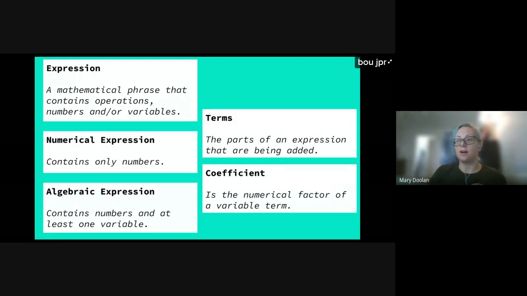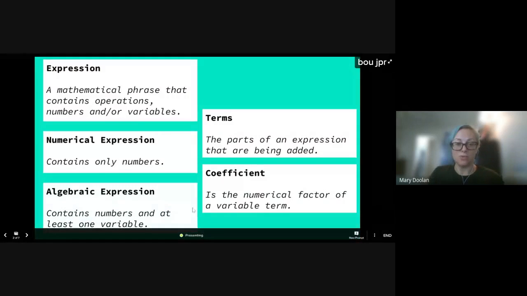All right. Algebraic expressions are numerical expressions, but they also, I don't know if I should say it that way, because this says contains only numbers. So numerical expressions contain only numbers, and then algebraic expressions contain a combination of numbers and at least one variable.